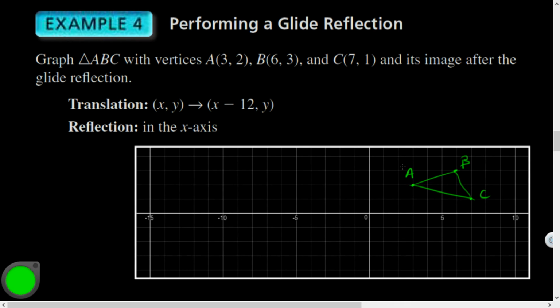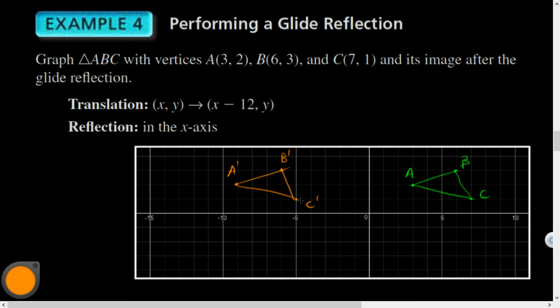All right. So let's see. Translation. Where's the first one go? A is here. Where's A prime? It's just going to be 3 minus 12, so that's going to be at negative 9, and still up 2. So there's A prime. B prime was at 6, so 6 minus 12 is going to be at negative 6, and then up 3. And C prime, 7 minus 12 is negative 5, and up 1. So that's the glide, friends.